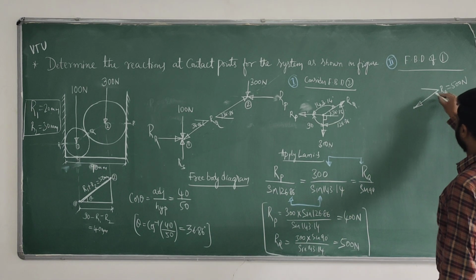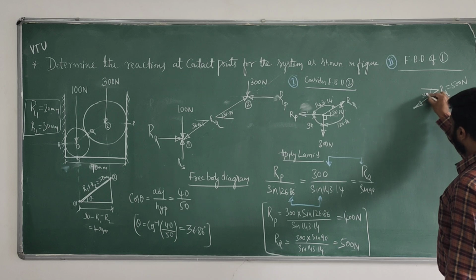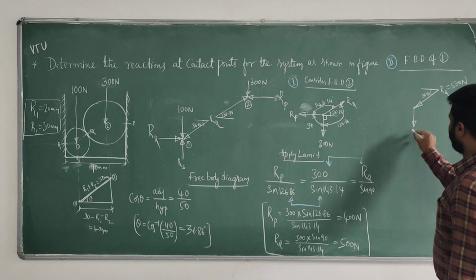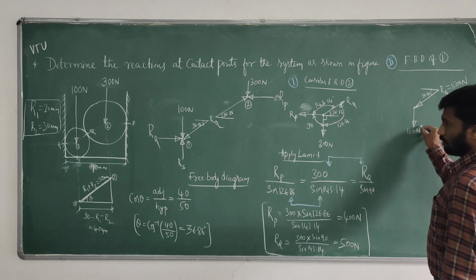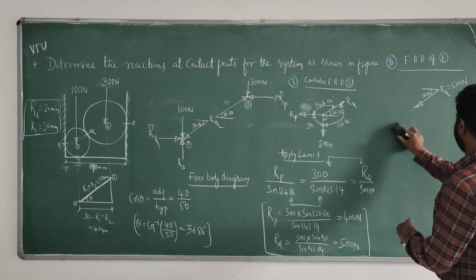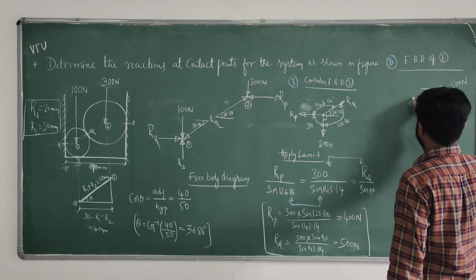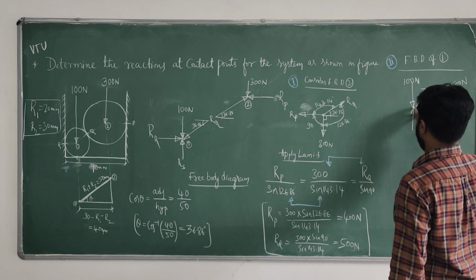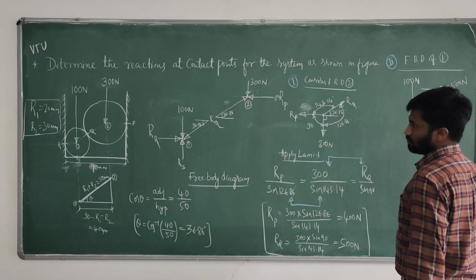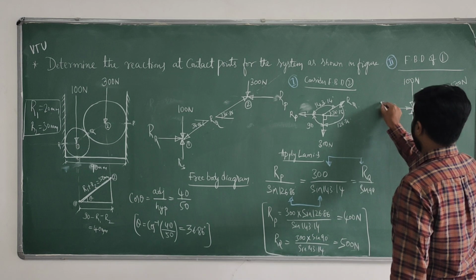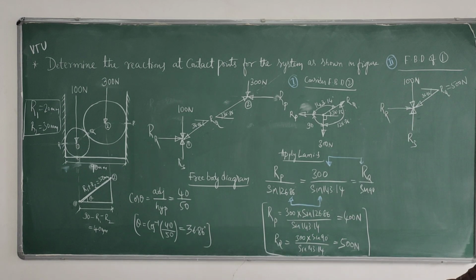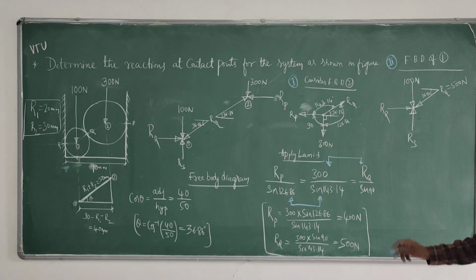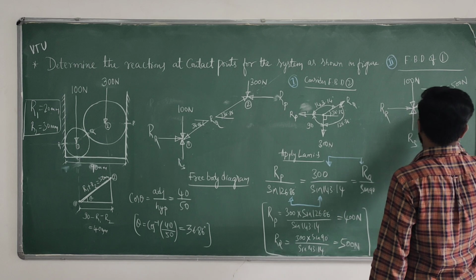So the angle is 36.86 and you are having one more force, that is 100 Newton, acting downward. You can take it at the top, no problem, because we are having RS. Here you are having one more force, RS, and one more force, RR. So totally you are having 4 forces. We cannot apply Lami's theorem. We have to apply equations of equilibrium. So resolve these forces.